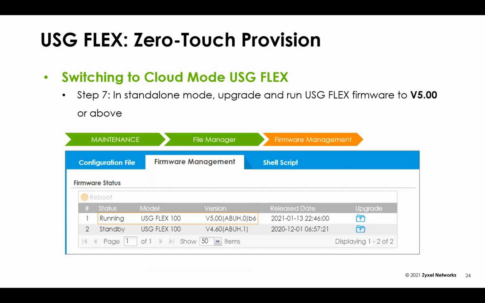Once you've gotten the link and once you've gotten the USB flash drive installed, what you'll need to do then is get the USG FLEX ready to go. When you get a device, you want to upgrade it to the latest firmware regardless. So you'll go in standalone mode, log into the firmware management in the firewall, and then use the cloud firmware to make sure that it is on version 5.0 or later.